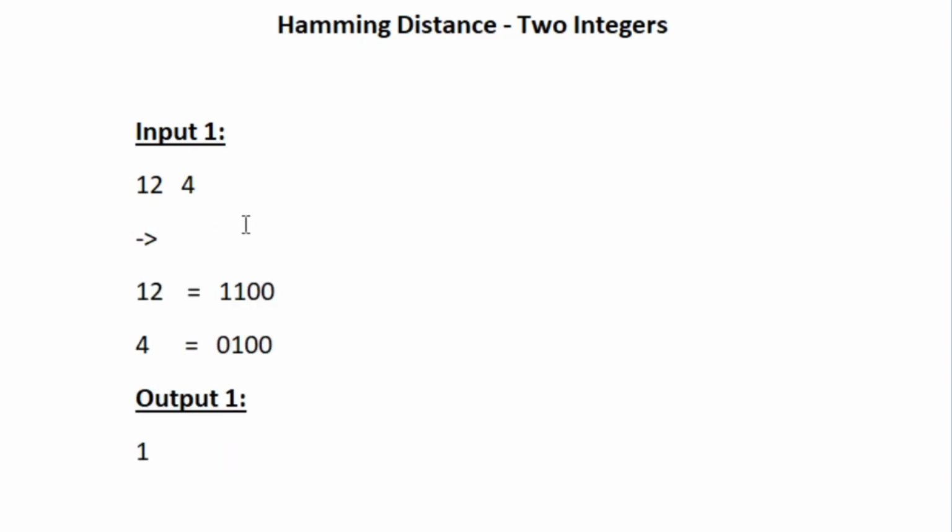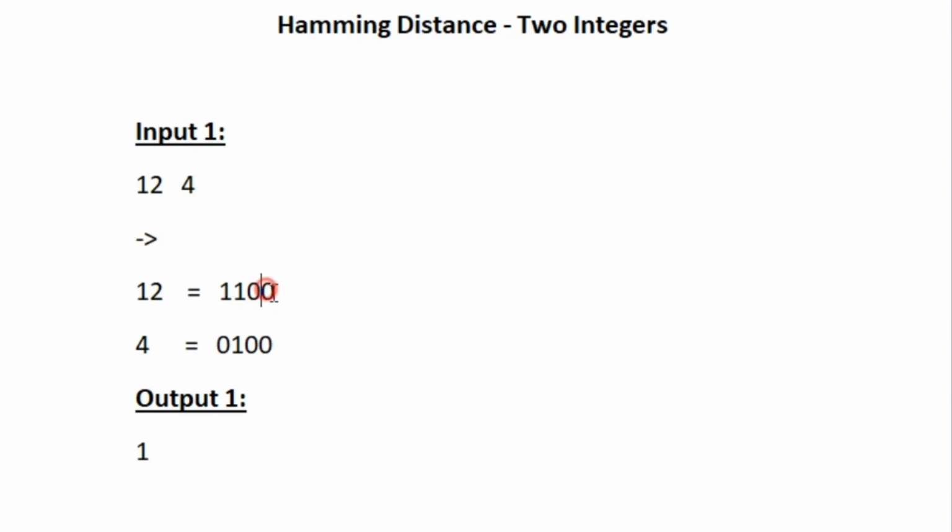To find the Hamming distance, first we have to find the binary representation of both the integers. This is the binary representation of the integer 12, 1100, and the binary representation of the integer 4 is 0100. Now we have to calculate the Hamming distance. Hamming distance is the number of positions at which the bits are not equal.